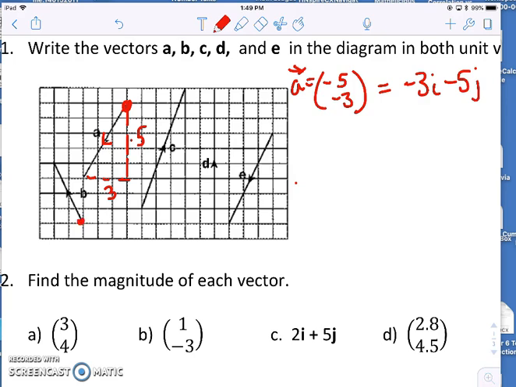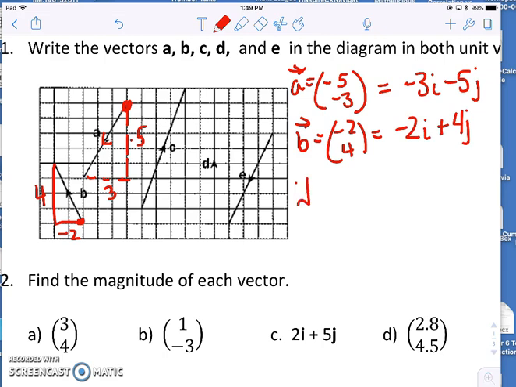So if we take a look at B, we can do the same. It starts here and ends up here. So it goes backwards 2, 1, 2, 3, 4, and up 4. So vector B would be negative 2, 4. So in unit vector form, that would be negative 2i plus 4j.